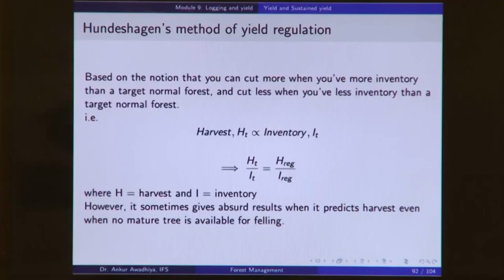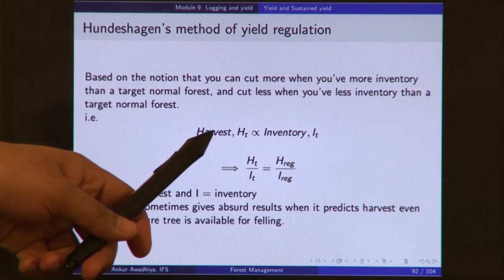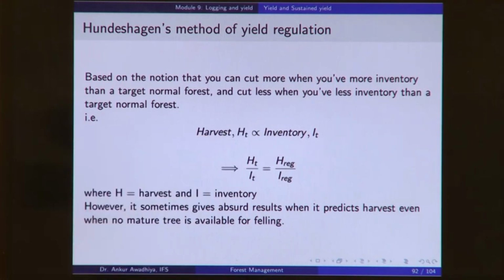So, essentially what it says is that the amount of harvesting that you should do should be proportional to the inventory that you have. The inventory is another term for growing stock. So, if the total volume of timber that you have increases, you should do more harvesting. If it decreases, then you should do less harvesting.